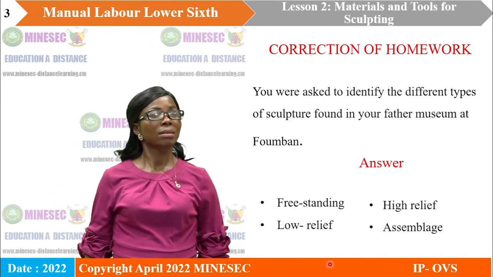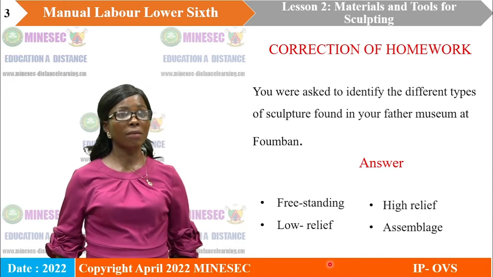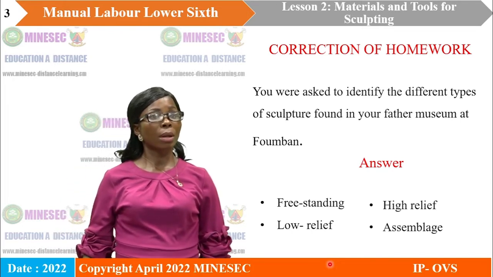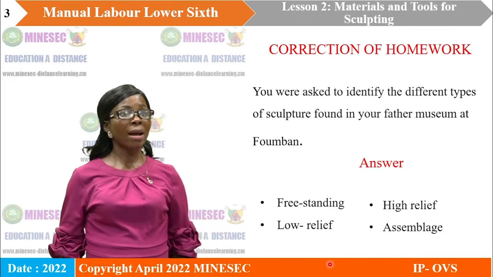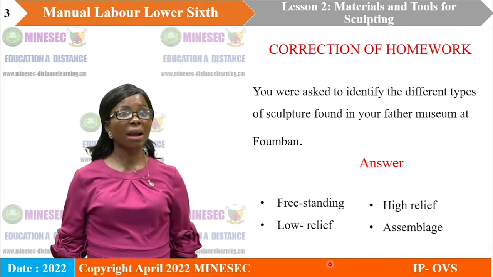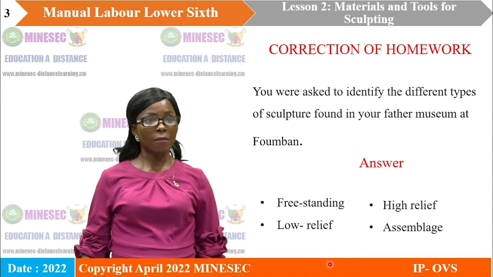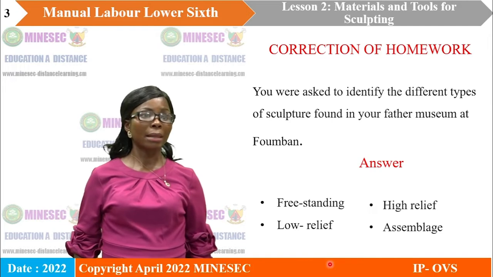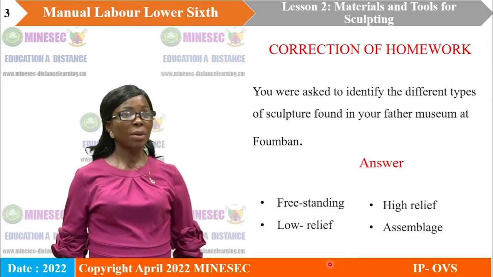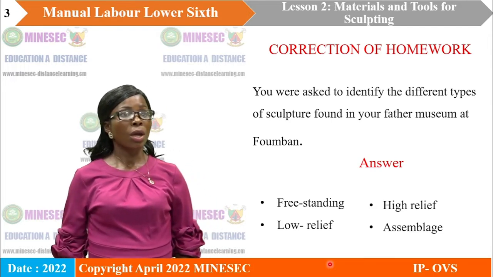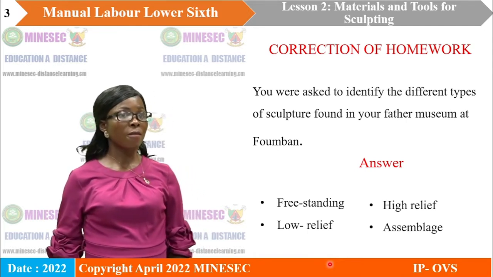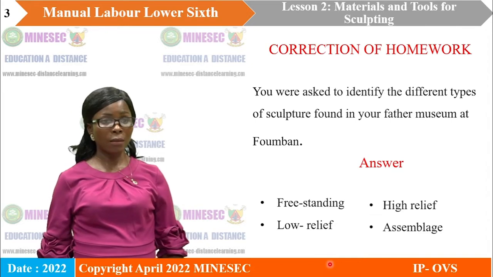Let's look at the correction of homework for the previous lesson. The homework reads, you were asked to identify the different types of sculpture found in your father's museum at Fumban. I read the question again. You were asked to identify the different types of sculpture found in your father's museum at Fumban.